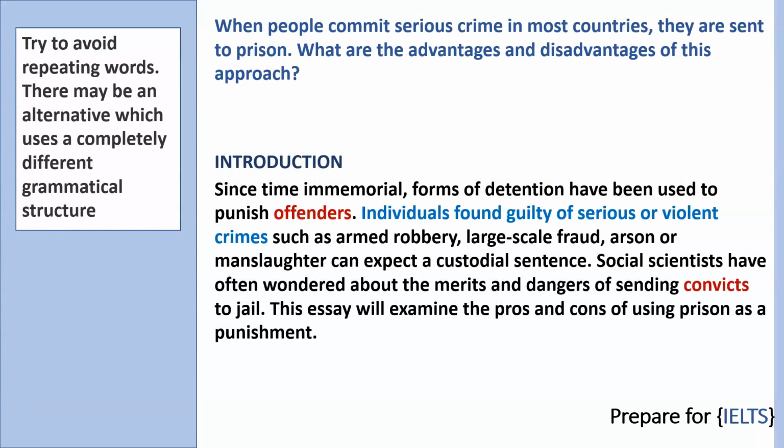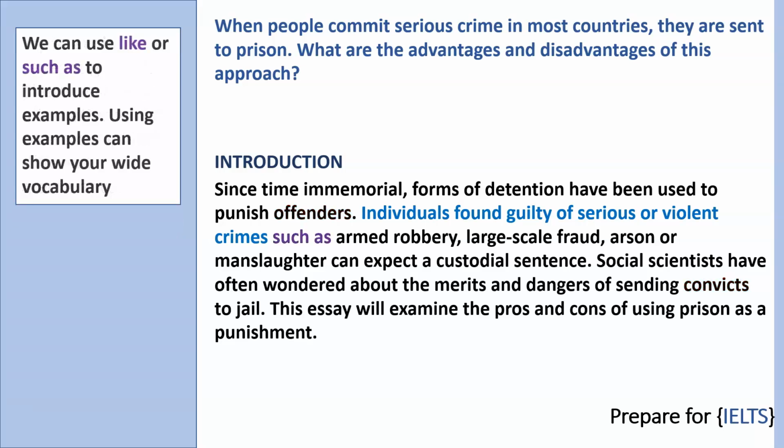Try to avoid repeating words. There may be an alternative which uses a completely different grammatical structure to say the same thing, and you can see that here. So offenders, individuals found guilty of serious or violent crimes, convicts, they are all different ways of saying similar things, and when you can do this, when you can avoid repetition, the examiner will notice and give you credit.